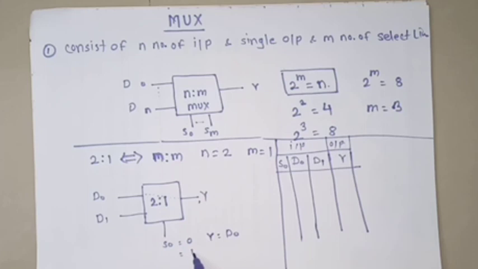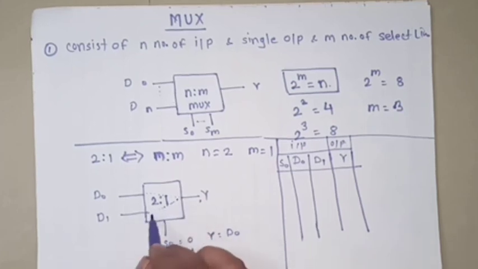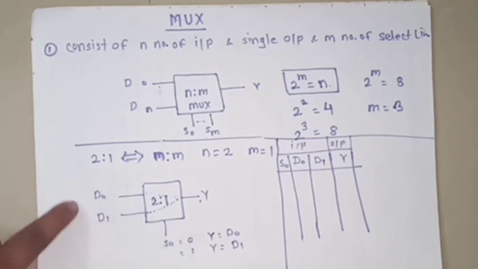Suppose S0 is equal to 1, at that time it will connect the D1 input to Y. So when S0 is 1, Y equals D1. This is the actual operation inside the multiplexer. The selector will select any one input and that will be connected to the output.